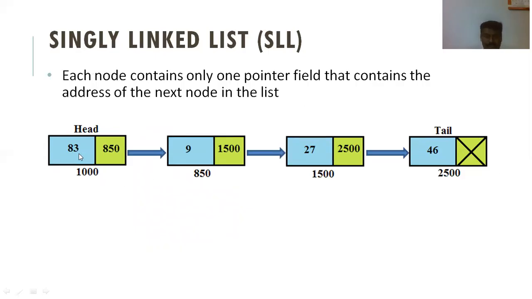Then the first node's address location is 1000, the next node's address location is 85, the third node's address location is 1500, and the final node's address location is 2500. In the first node you store the next address, 850, then in the second node you store the next address, 1500. Then for the third data position, 27, the next node's address location is inserted into the previous node. Then the final one has no next data, so the next position is null. This is a simple example of a single linked list.